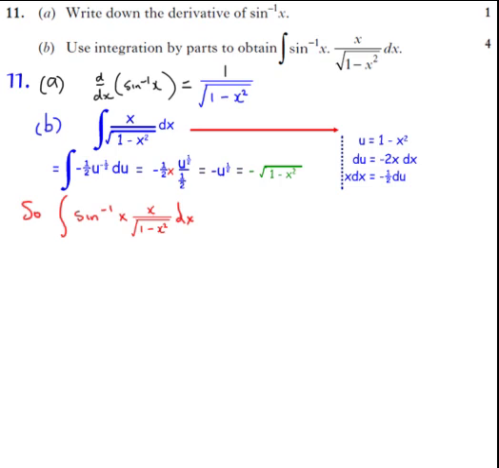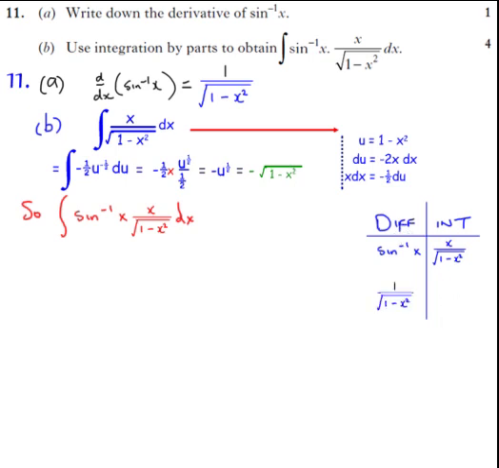Now back to the integral of sine inverse of x times x over the square root of 1 minus x squared dx, and the reason why I did the first bit. So this is integration by parts, or DI-ing. So I draw a DI table. We're going to differentiate the sine inverse of x, and we're going to integrate the x over the square root of 1 minus x squared, which is what I just did up here.